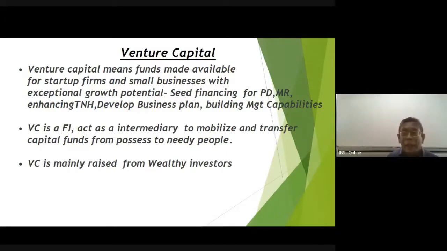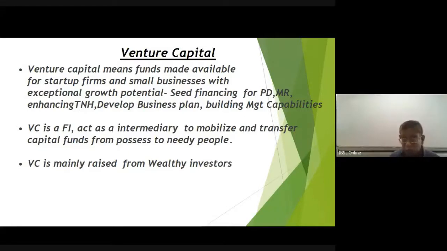So that is why. For example, PD means product development. Some people have the product but they don't know how to develop it. So MR means market research, or enhancing technical know-how, that means their capability to further improve and develop a business plan, building management capabilities. These are some of the areas where the investors give money, right?